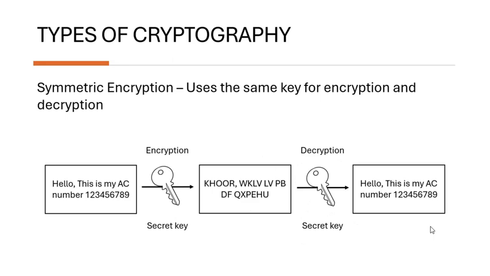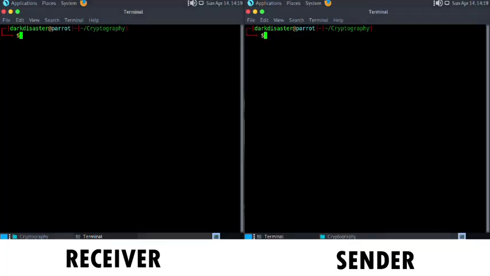With an example, let's check how symmetric encryption is done. Here we have a sender, let the right side be the sender, and a receiver, let the left side be the receiver. Let's create a file named a.txt in the sender's part. The file is created. Let's view the file. It says hello.